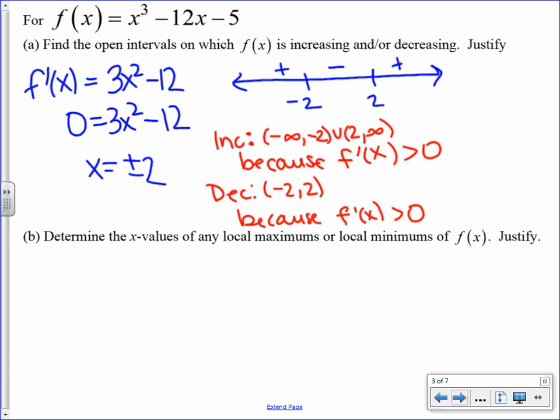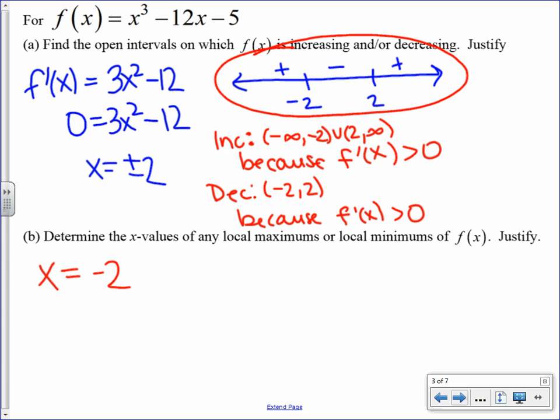So now determine the x values of any local maximums or local minimums. Justify. Okay? So now we've done our work with the first derivative. Let's go to the sign chart. What's happening at -2? Our derivative is changing from positive to negative. So x equals -2 is a relative maximum. Why?